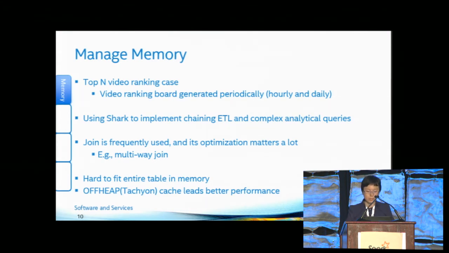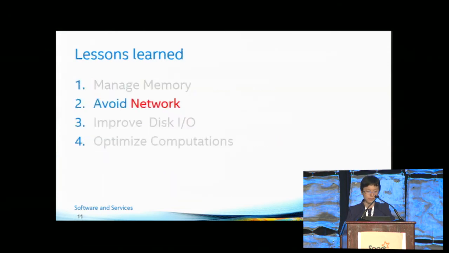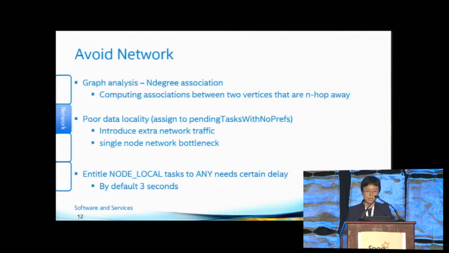So this example tells us that if we use the cache smartly or choose some proper cache policy instead of the default one, it can bring a lot of benefits. Okay, now let's see the second case. Basically, it is to avoid the network. Now, let's see the example.